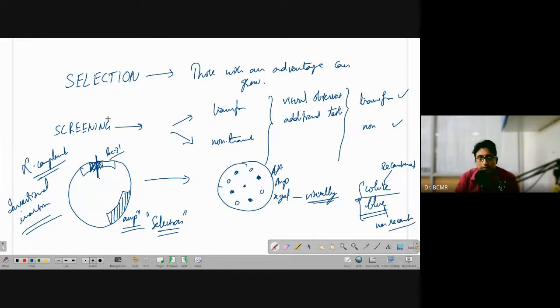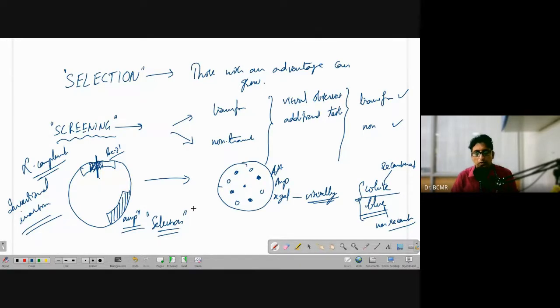And that is screening. Okay. So we got all the cells, and from them we are able to figure out which one is a recombinant and which one is not a recombinant. That is the difference between selection and screening.